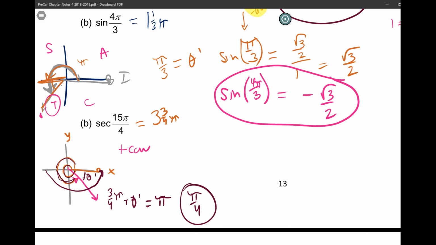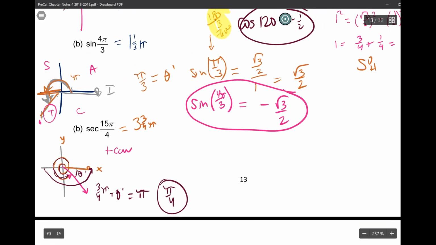So this is a 45-45 triangle. How do I know that? Pi over 4 is 180 over 4, and that's equal to 45. So I have a 45-45-90 triangle. If I make this side length and this side length 1, then 1 squared plus 1 squared is equal to 2, and then you have to square root it to find the hypotenuse length. When you square root it, that's how the hypotenuse turns into square root of 2.